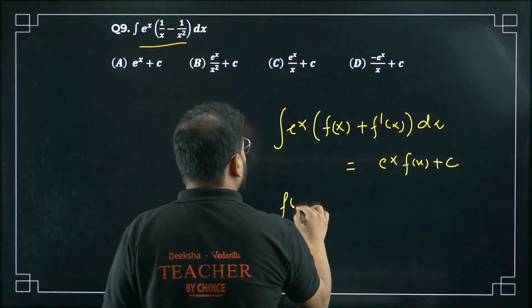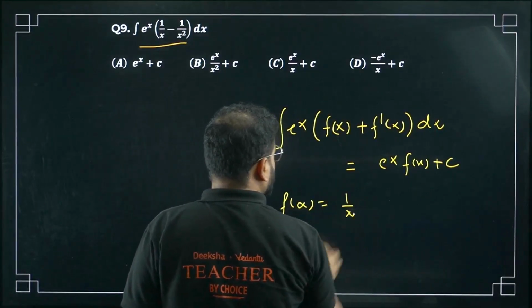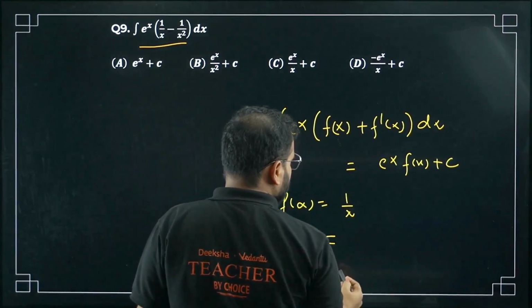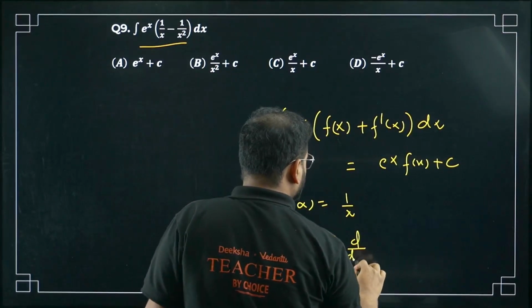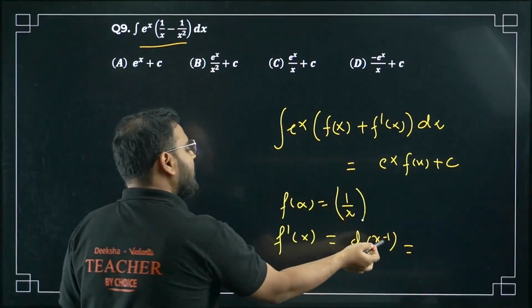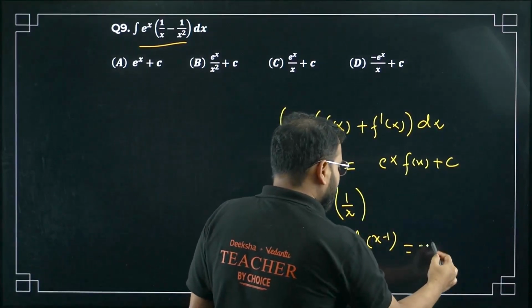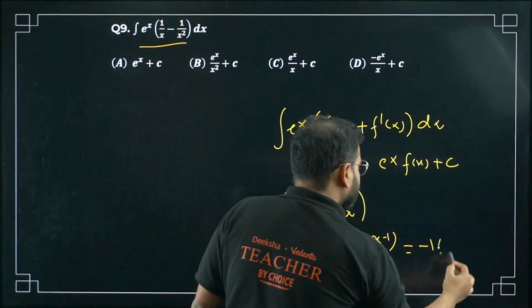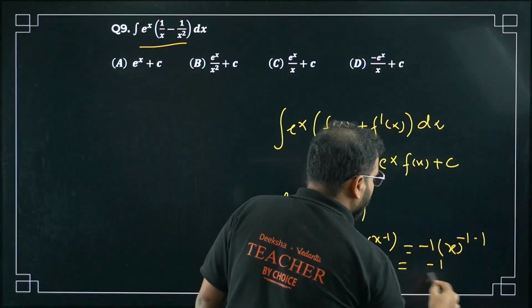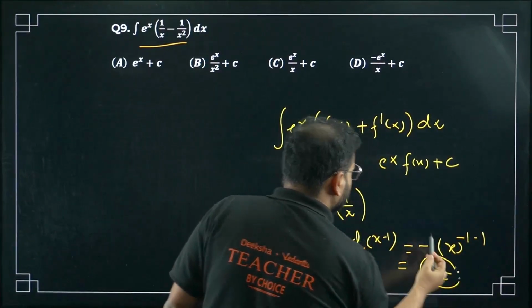The f(x) is actually this value, 1 by x. What is f dash of x? Take the derivative on this. You'll get the derivative of x power minus 1. That's how you write 1 by x, no? x power minus 1 will become minus 1 times x power minus 1 minus 1. How much is that? Minus 1 upon x power 2.